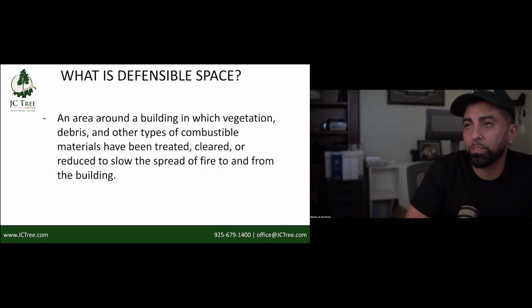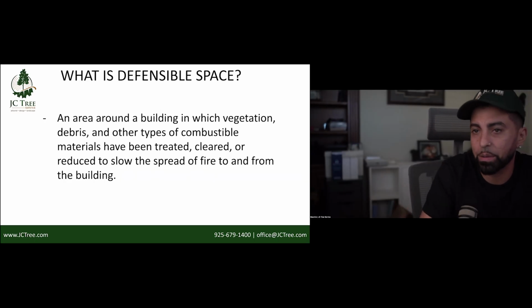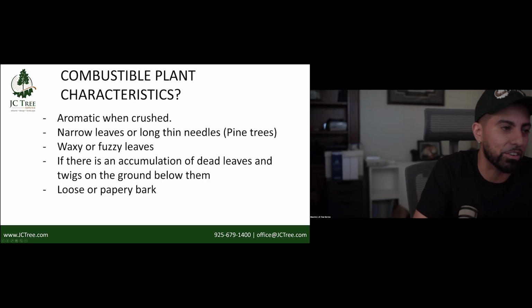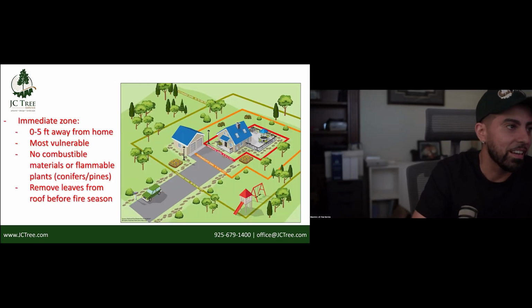Defensible space is an area around a building in which vegetation or other combustible materials have been treated, cleared, or reduced to slow the spread of fire to the building. So how do you know if a tree is combustible? Usually it has a smell. Pine trees are basically bombs in nature. They have a sap that literally cracks and explodes. It's really weird. Also in the extreme cold.